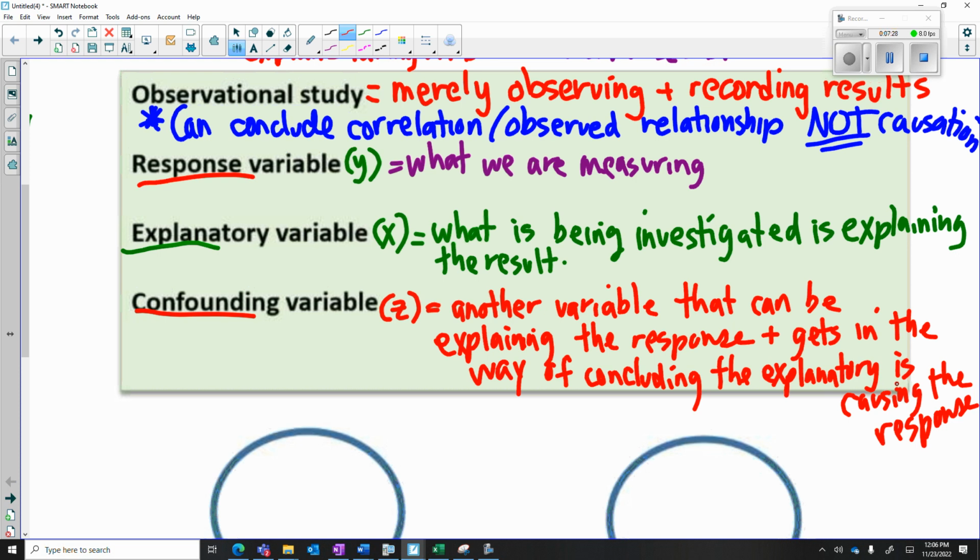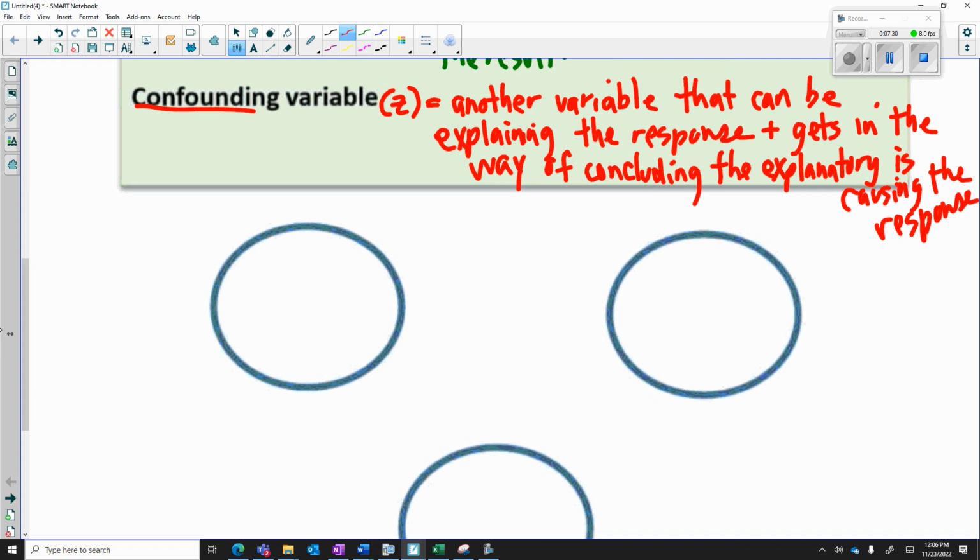Okay, so if you look down below here now, you see three circles. The first circle is the X, the second one is the Y, and the third one's going to be the lurking variable or confounding variable Z. Sometimes we call it a lurking variable because it's like lurking in the shadows and we don't realize it, but that's what's causing the result.